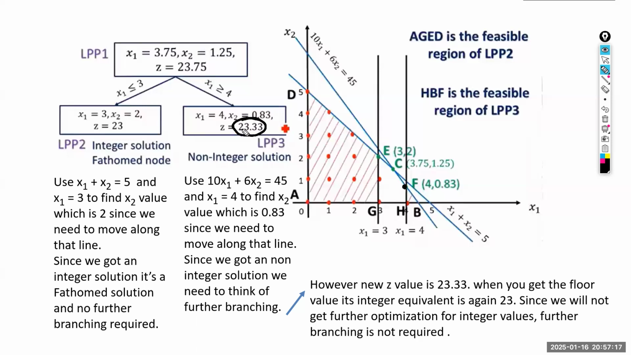Right? But this Z value is worse than this. Sorry, it's better than this. Sorry, not worse than this. Sorry. This is better than this. This is 23.75. This is 23. This is 23.33. Okay.